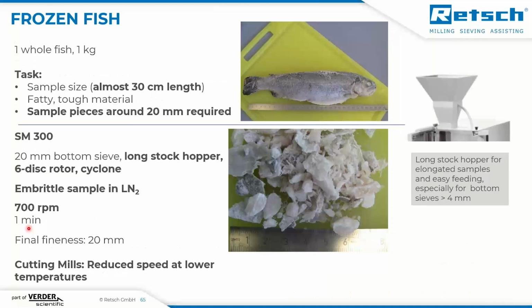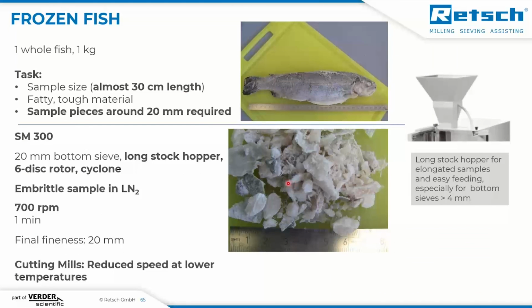Hard and tough samples need reduced speed. Also we can grind this in the SM300, for example, this complete frozen fish. It's hard frozen and has a length of 30 centimeters. About 20 millimeter particles were required.